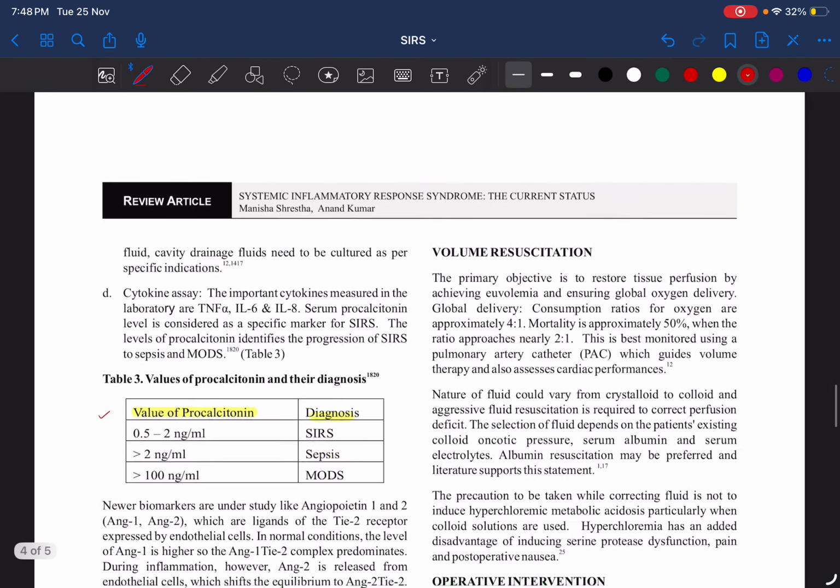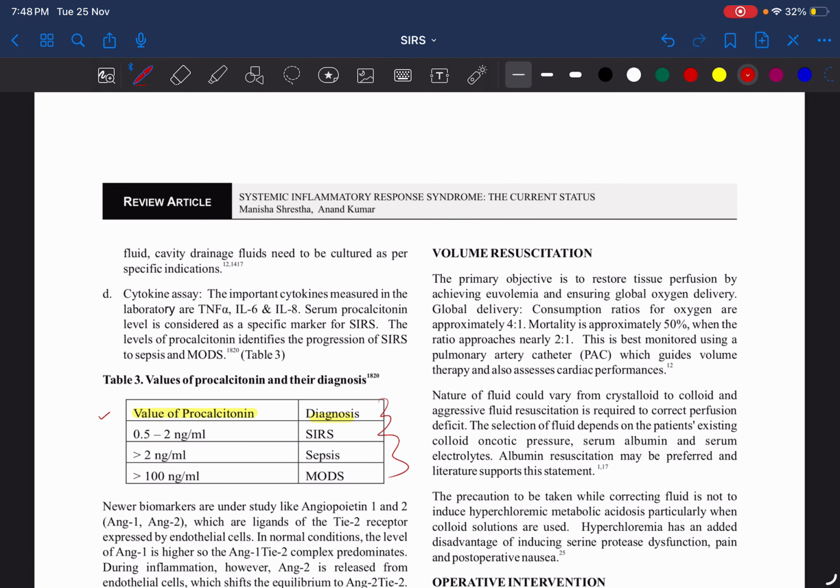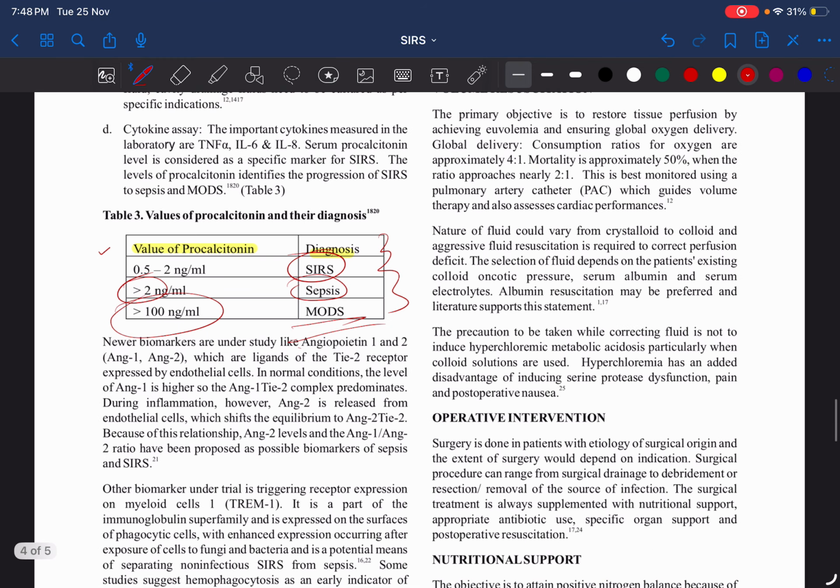Okay, fine. Then, as I told you, procalcitonin 0.5 to 2 nanogram per ml is diagnostic of SIRS. If it is more than 2, we can say the patient has sepsis, and more than 100, it is MODS. And what are the newer markers? Angiopoietin 1 and 2, but I told you suPAR is the current trending one.